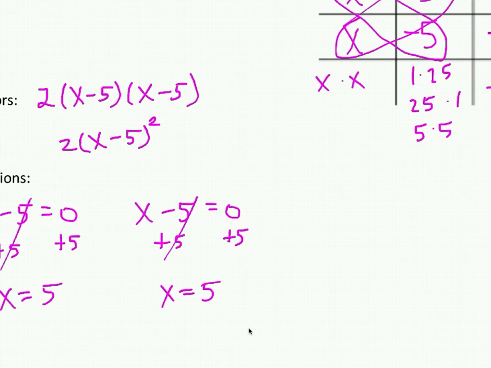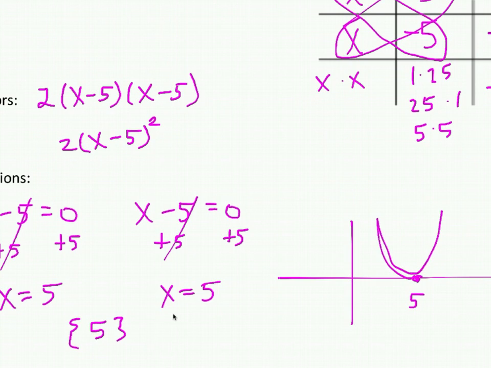Which what this means, guys, is that since these are the same, it's only going to touch the x-axis in one place. It's only going to touch at 5. So when I write my solutions in my bracket, I don't have to write 5 twice. It's actually going to be a parabola that looks something like this, and the parabola will only touch the x-axis one time here at 5.